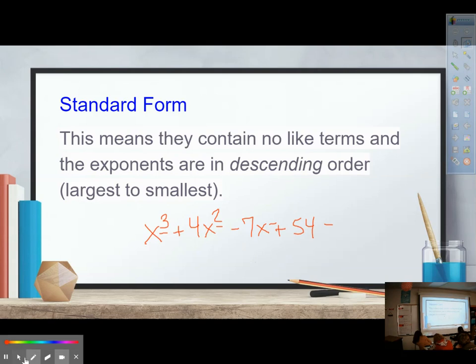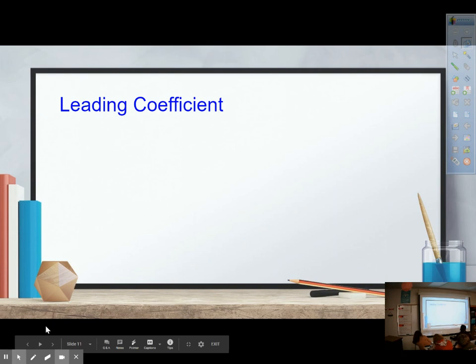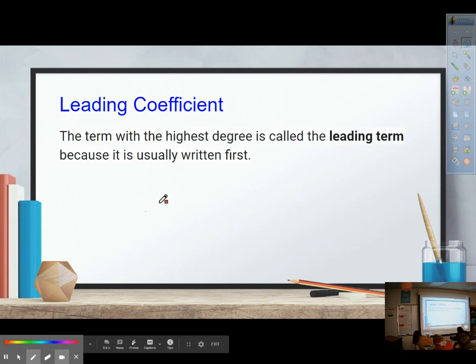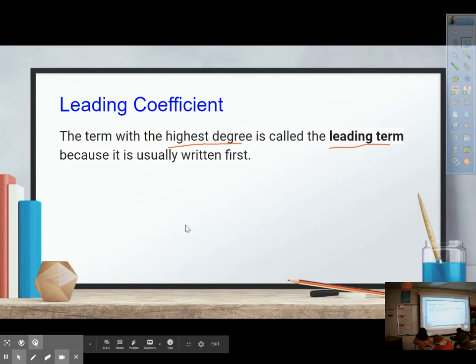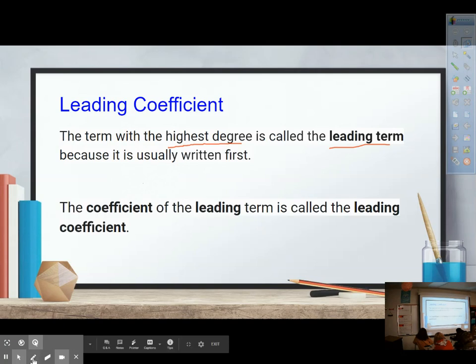The next term is leading coefficient. The term with the highest degree is called the leading term because it is usually written first. So if it's written in standard form, the term with the highest degree is the leading term. The coefficient of the leading term is called the leading coefficient.